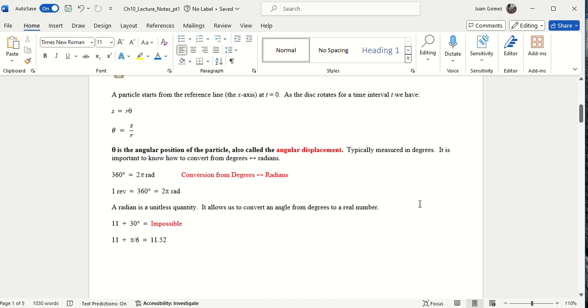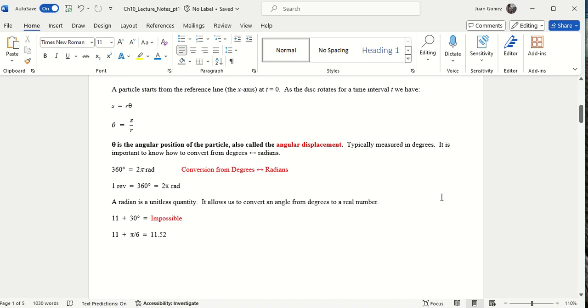Well, what is the advantage of radians? You'd be surprised how many students don't know the answer to this question. Well, a radian is actually a unitless quantity. A radian has no units. It's a way that allows us to do calculations because degrees are not unitless.